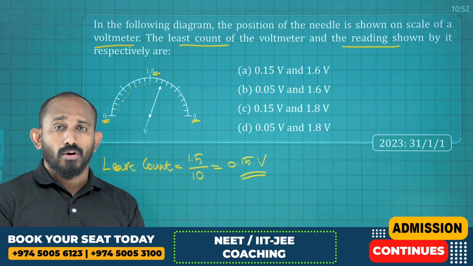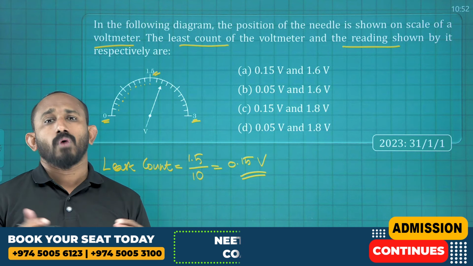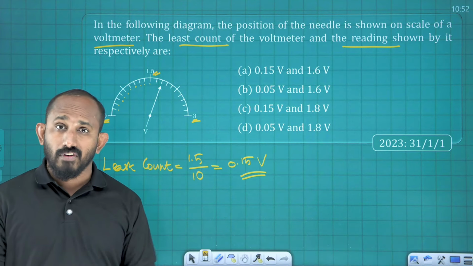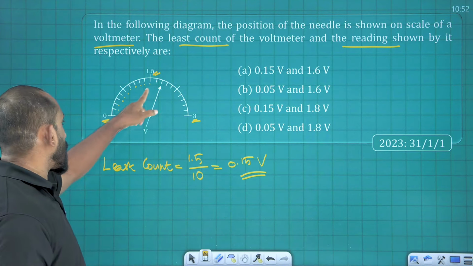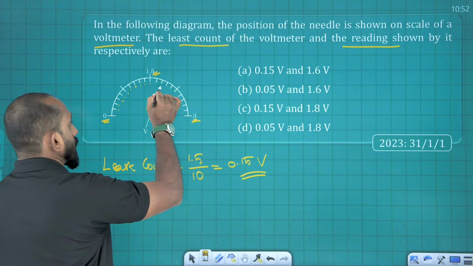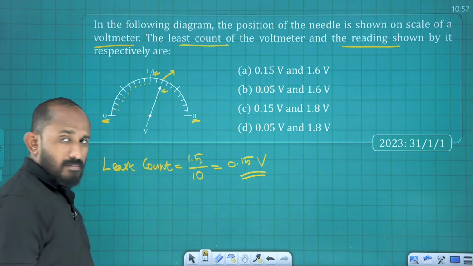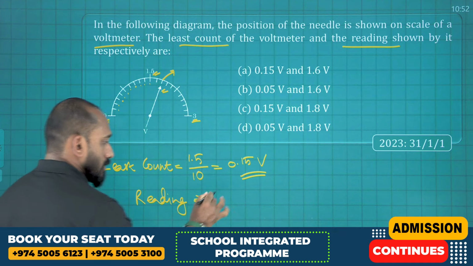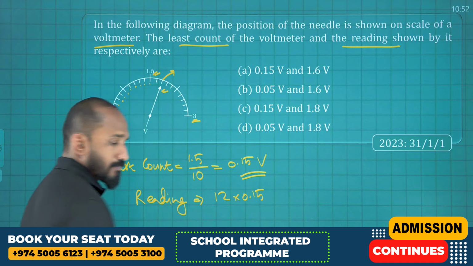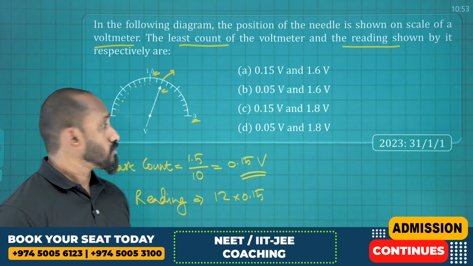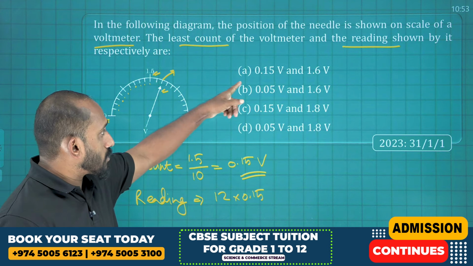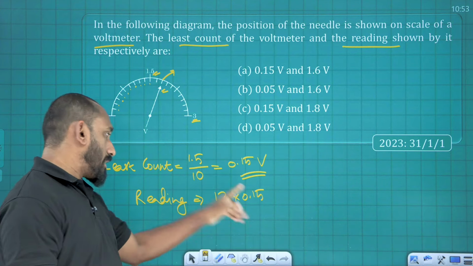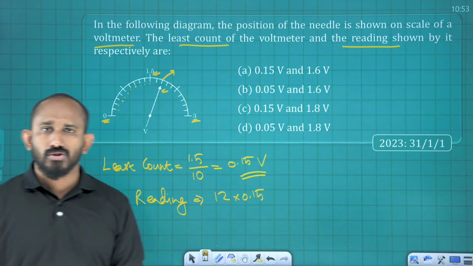Now what is the benefit of getting the least count? This least count is the value of one division. Then if you want to take the reading, check how many lines the needle is showing, multiplied by 0.15 will be your answer. Here, after 10, 11, 12, the reading is on the 12th line. So the reading of the voltmeter will be 12 into 0.15. See the options now. Least count is 0.15, so of course it's not B, it's not D. Now the reading is 12 into 0.15, so it will be how much?